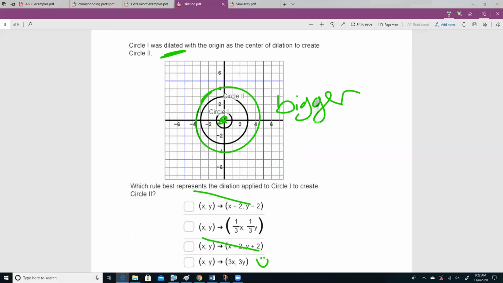Let's go ahead and double check it. Let's pick a point. I'll pick this point and this point. They both seem fine. All right, so this point is 1, 0. Now, if I multiply 1, 0 by 3, I would get 3, 0, which is where our second point is. So we know this is our guy.